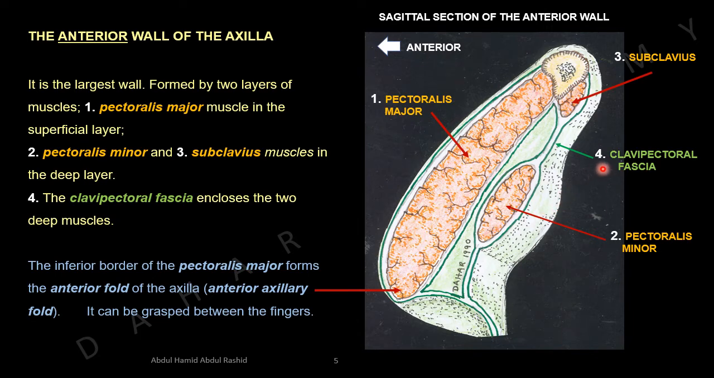This is number 4, clavipectoral fascia, which encloses these two deep muscles, pectoralis minor and subclavius muscle. This is inferior border of the pectoralis major muscle. It forms the anterior fold of the axilla, that is, anterior axillary fold. It can be grasped between the two fingers.